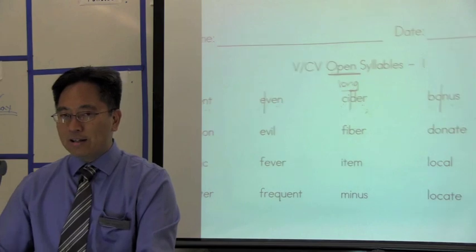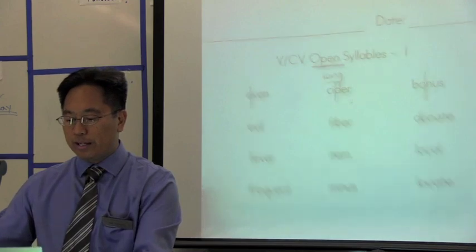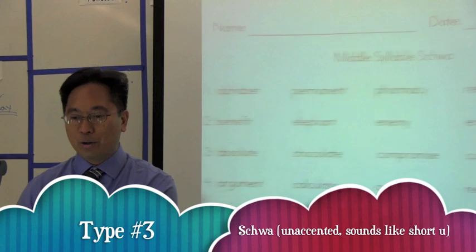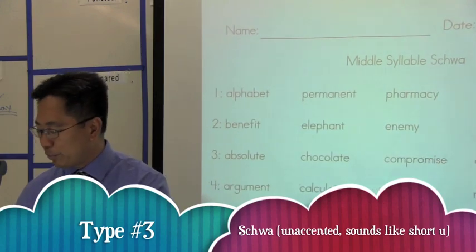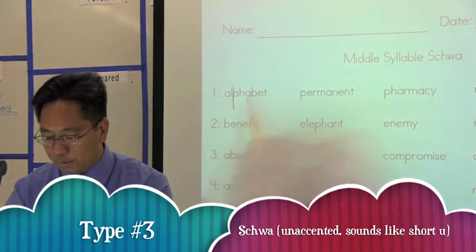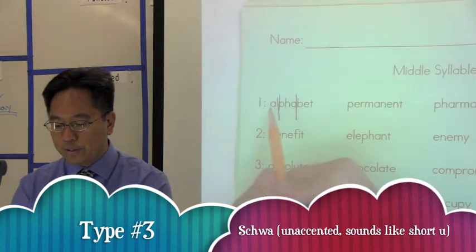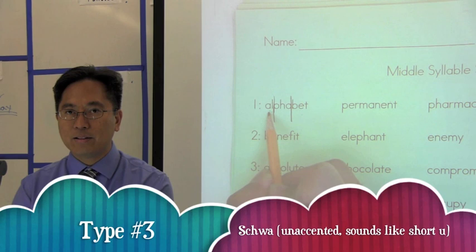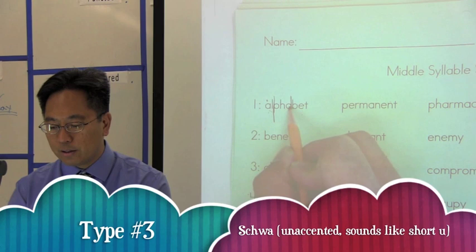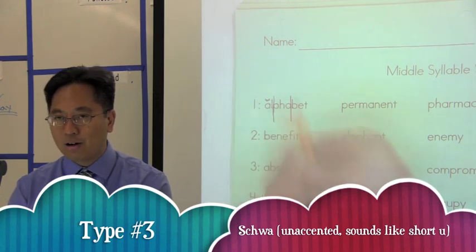Okay. Now that we've gone over closed syllables and open syllables, the third type that we'll go over today is the schwa. So this is how it works. With the first word, first syllable is al, second syllable is fa, and third syllable is bet. So if you take a look at al, what type of vowel sound is that? Long or short? That's short. If you take a look at fa, what type of vowel sound is that? Long or short?